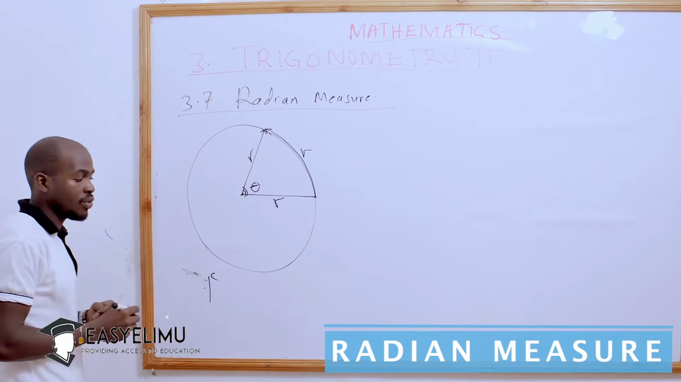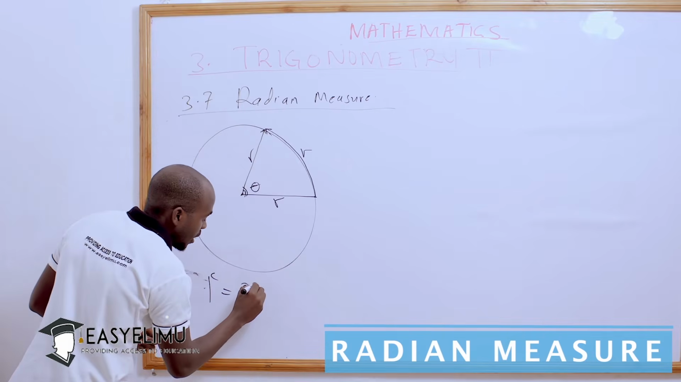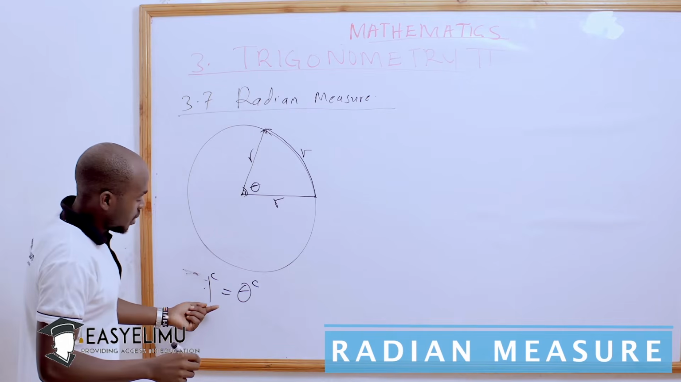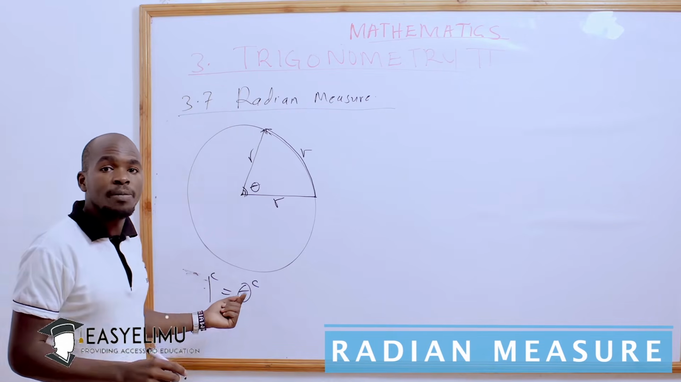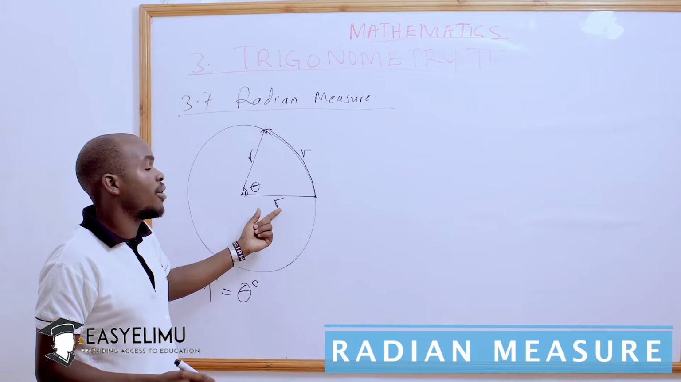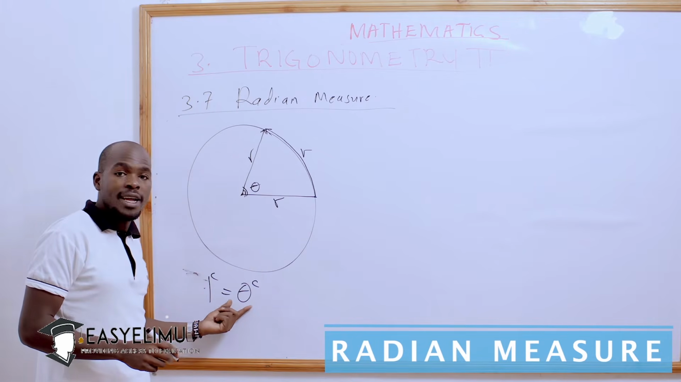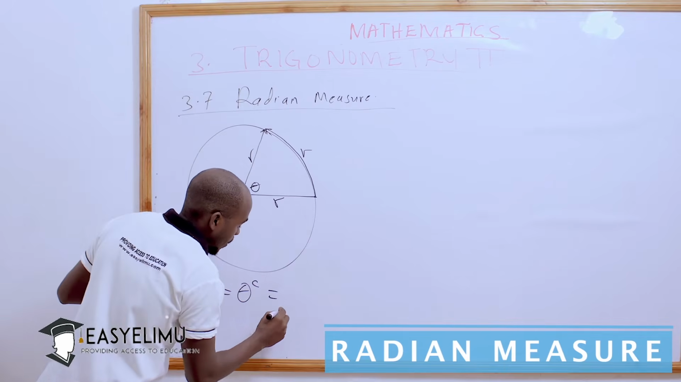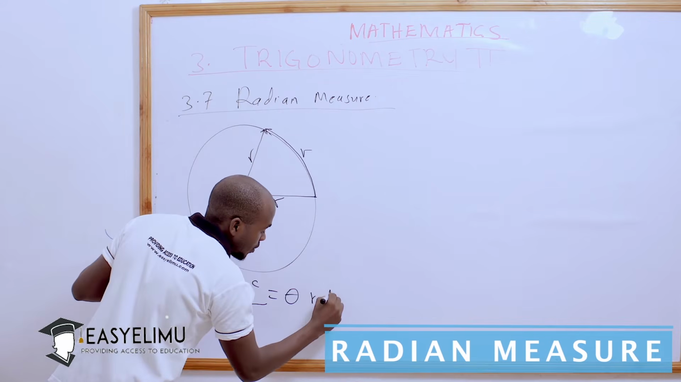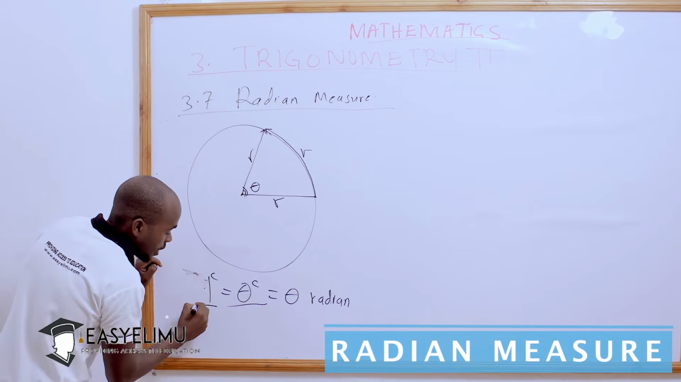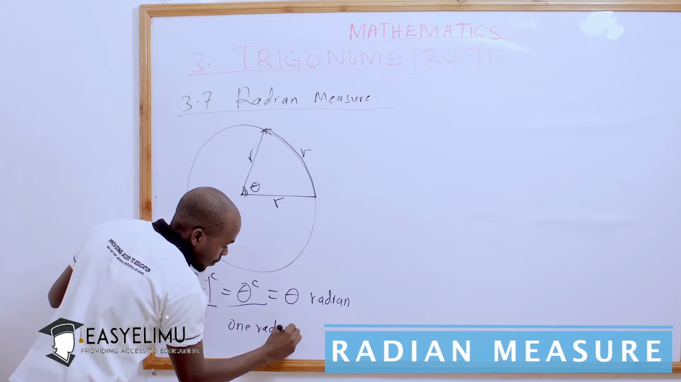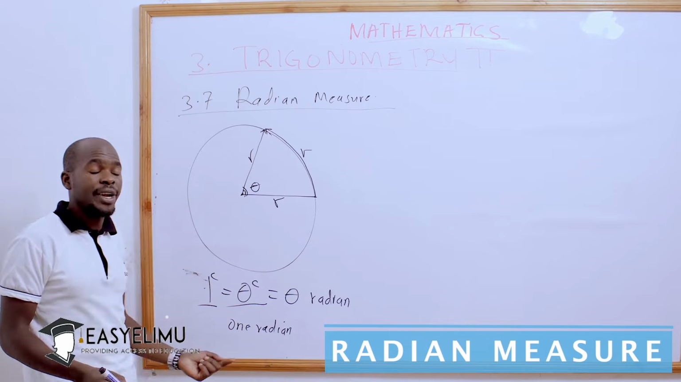1 radian, denoted as 1c, or let's say theta c. So, the angle which subtends an arc of length equal to the radius of the circle is known as 1 radian. If denoted as theta c, then this is theta radian. That is how we read it. And if it is 1 radian, we call it 1 radian. That's how we write them.